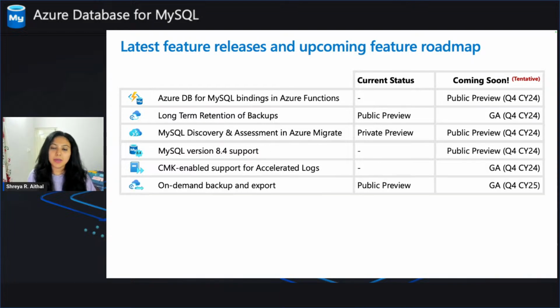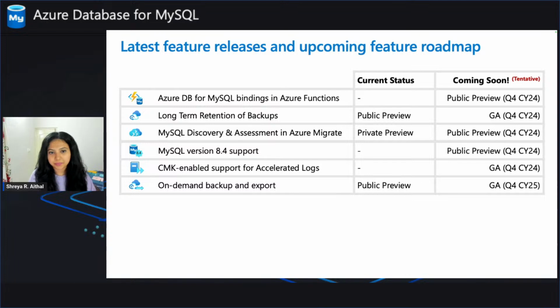Next, on-demand backup and export, currently in public preview. Again, this feature will also be generally available in this quarter itself. This provides an ability to export at-moment physical backup of the server to Azure storage account, that is Azure blob storage, using Azure CLI. Once exported, these backups can be used for data recovery, for migration, for data redundancy, availability, or even auditing and other purposes.